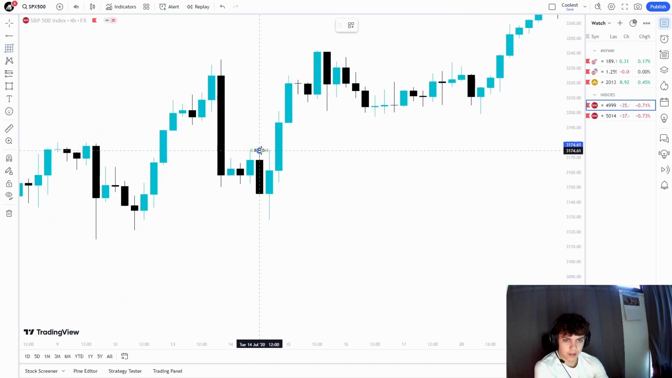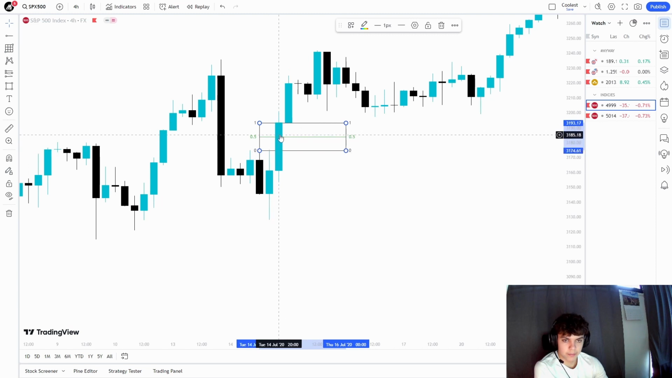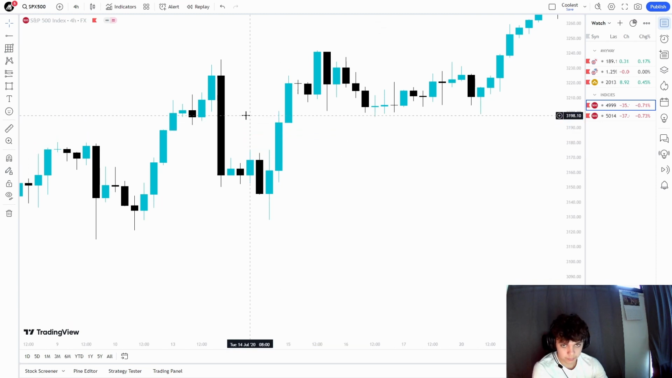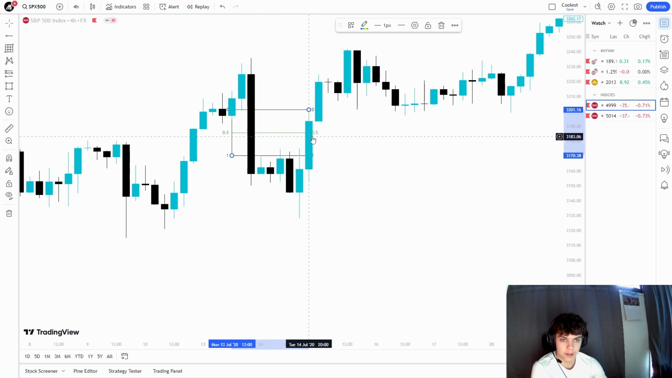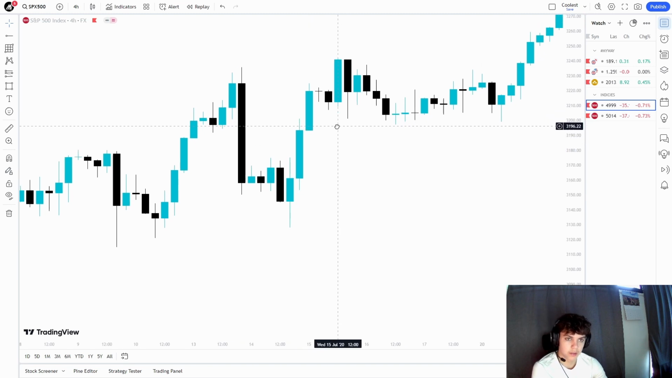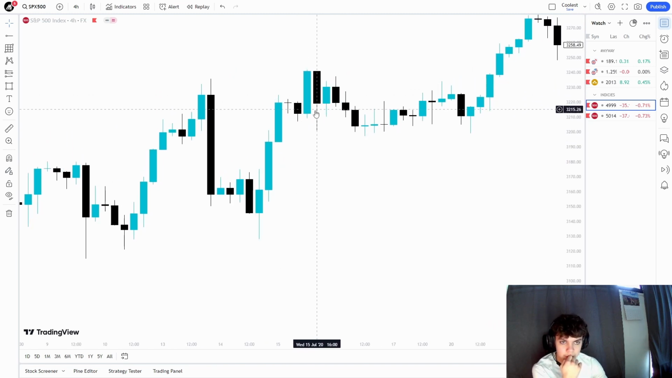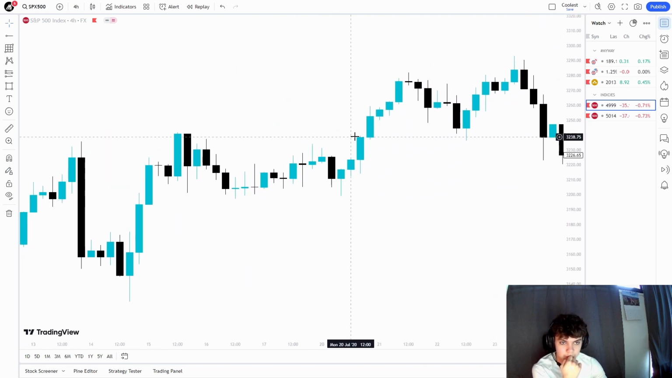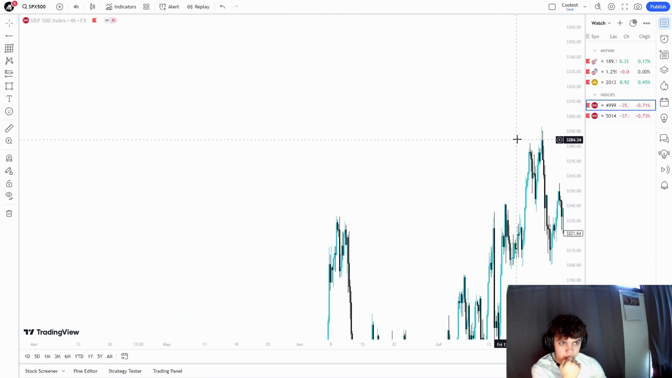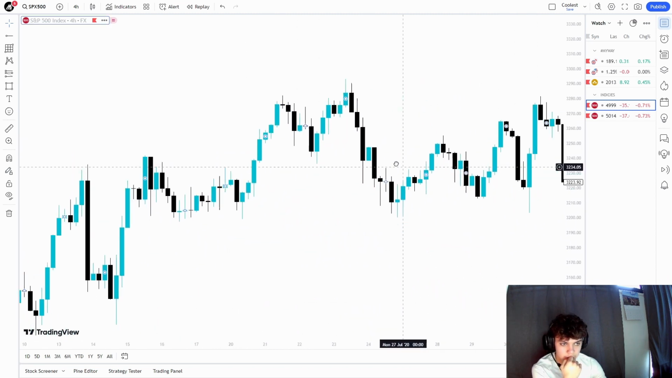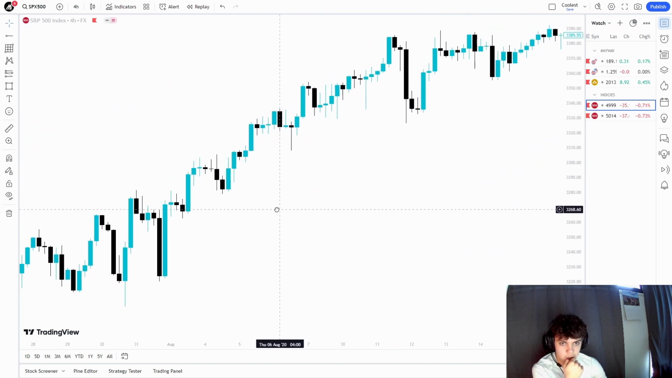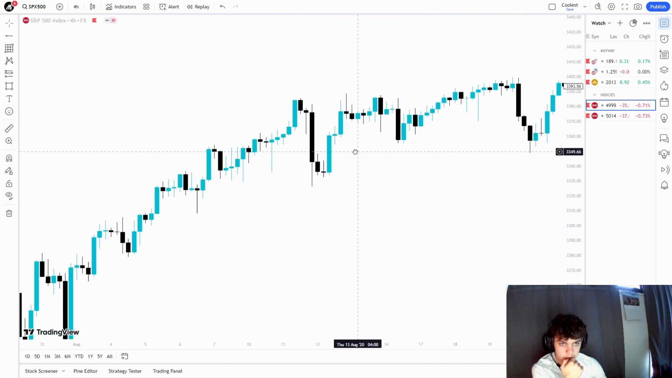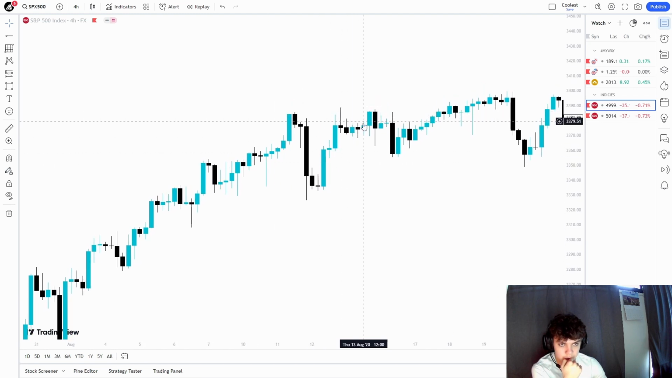Here is also a fair value gap right here, and this is also a fair value gap right here. But as you can see, we already broke structure to the upside, so yeah. Liquidity sweep, break structure, cool, break structure to the downside. Liquidity sweep.